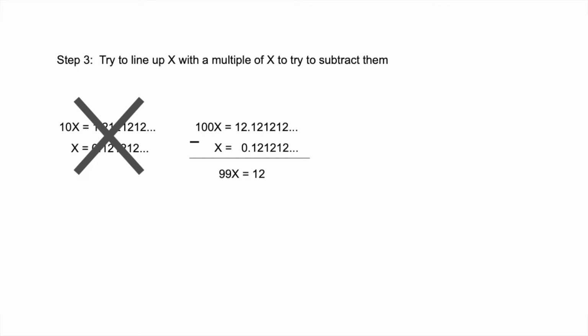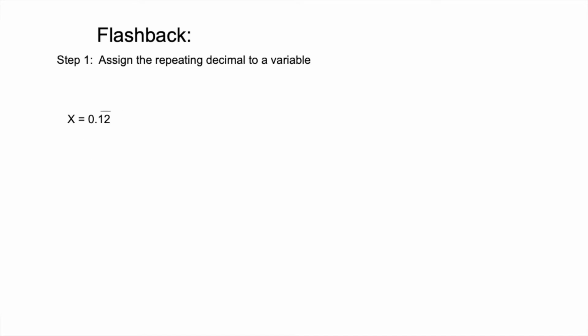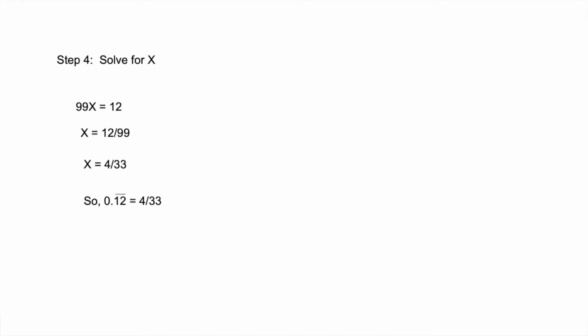The next part is pretty easy. We just solve for x. 99x equals 12, so x equals 12 over 99. So we just solved it using that method. And simplifying gives x equals 4 over 33. And we know that x equals 0.12 with a bar on 12. So 0.12 with a bar on 12 gives 4 over 33. So we solved it. And now it's time for a bonus tip.